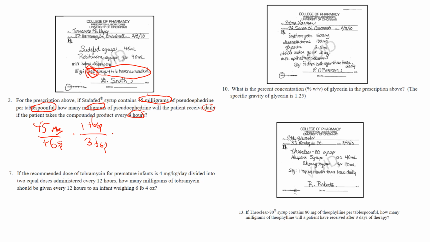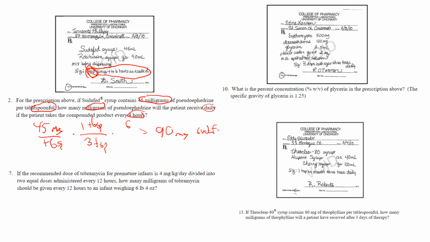From there, we know that they are going to be taking this essentially 6 times daily, because 24 divided by 4 is 6. So this times 6 times daily. And with that, we can just solve through. So 45 divided by 3 times 6 is they're going to get 90 milligrams of Sudafed a day.